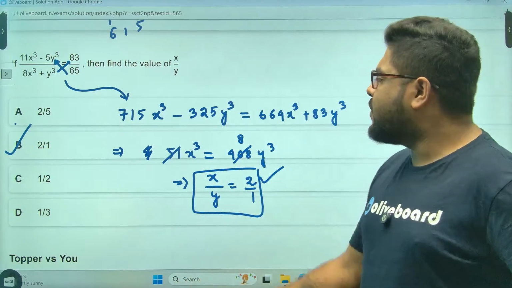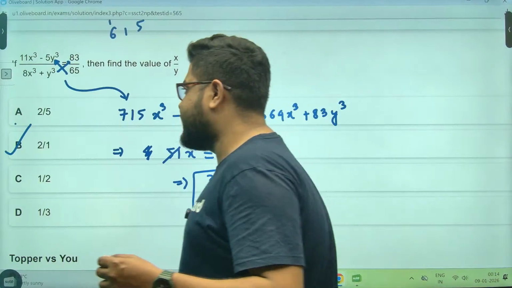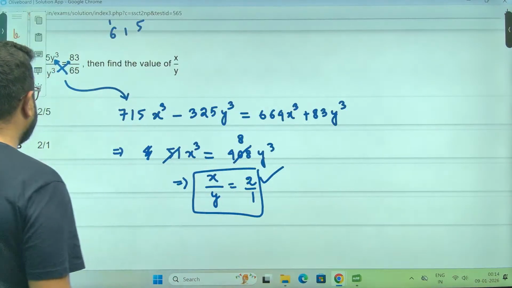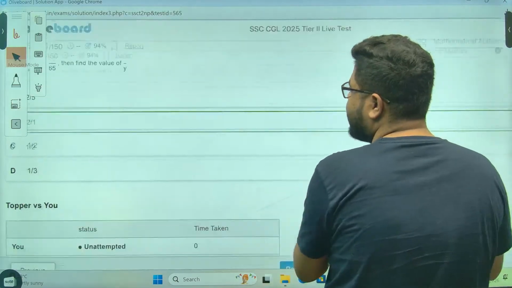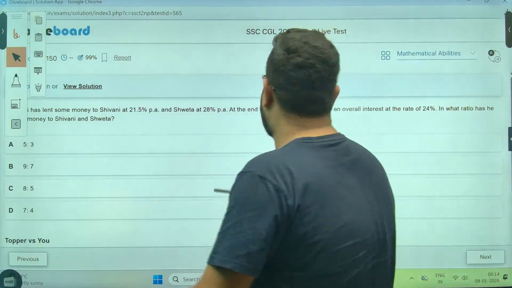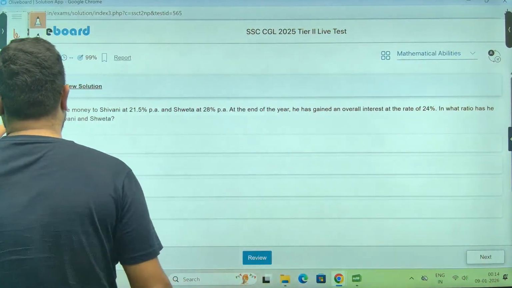Not very much calculative, but again, there is no better method here. You cannot use any good methods. You have to do it like this. You have to just go on and solve it normally. No chance of using any better methods.